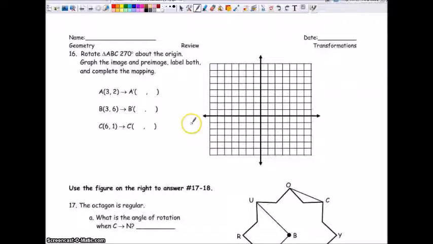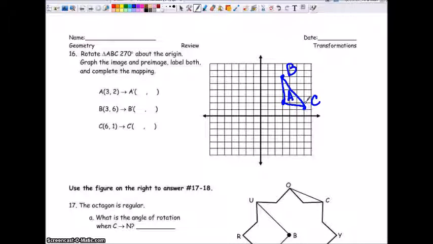Looking at number 16, rotate triangle ABC 270 degrees about the origin. Graph the image and pre-image, label both, and complete the mapping. I'm going to start by plotting my points. Over 1, 2, 3, up 1, 2, that's my A. Then over 6, up 1, 2, 3, that's my B. And I have (6, 1), so over 6, up 1, is my C. I'm going to connect those points.